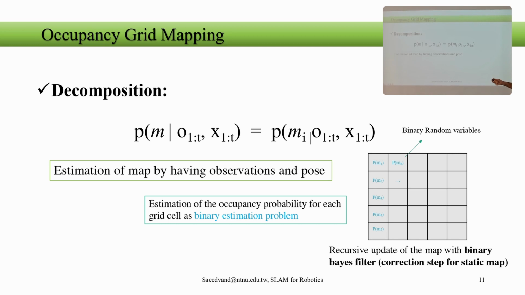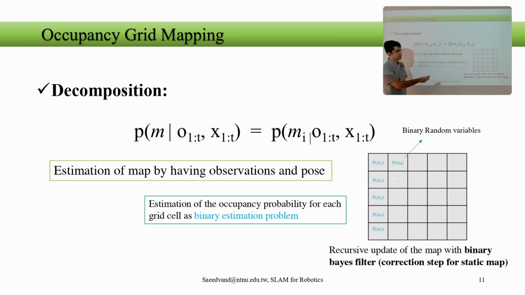So for occupancy grid mapping, if you want to talk about decomposition, we can say the probability of the map given the observation and robot poses can also be written as the probability of each one of the grid cells given the observation and poses, by decomposition. We are showing it in a formal way. So instead of constructing the whole map, we want to consider the probability of each one of the grid cells.